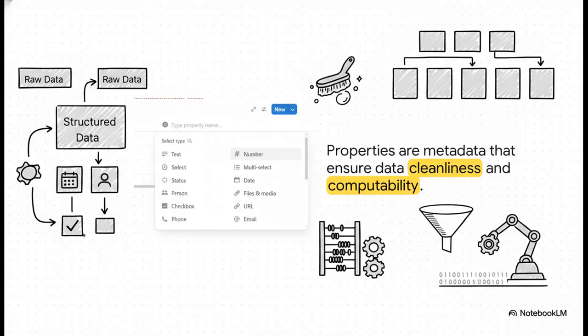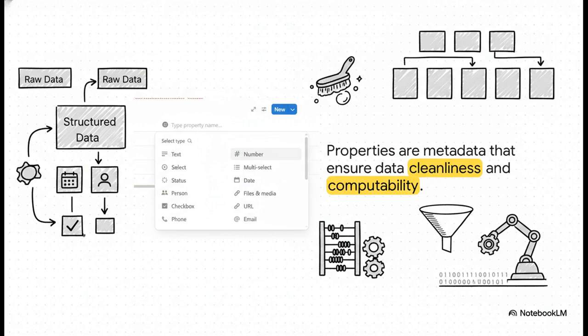So how do we structure all that data? We do it with properties. These are basically metadata tags, things like a status, a due date, or who the owner is, that we attach to our information. Using these correctly makes sure our data is clean, it's consistent, and most importantly, it's computable.